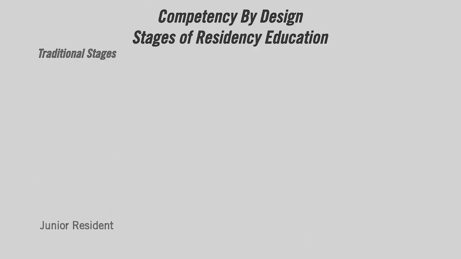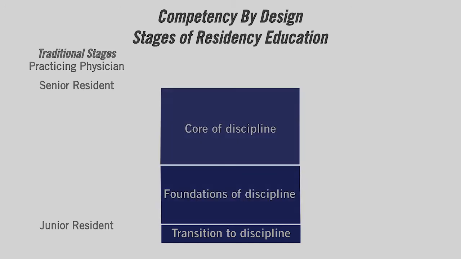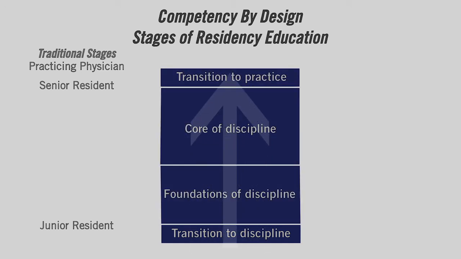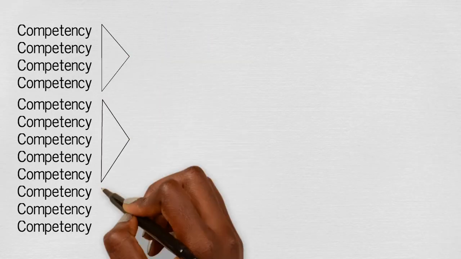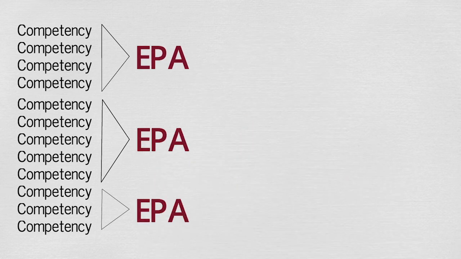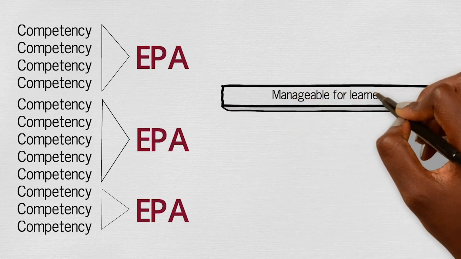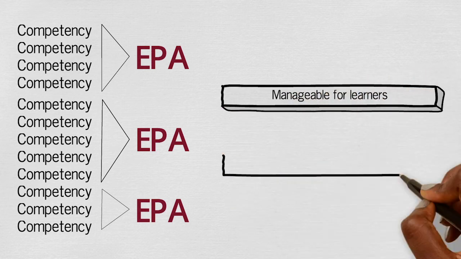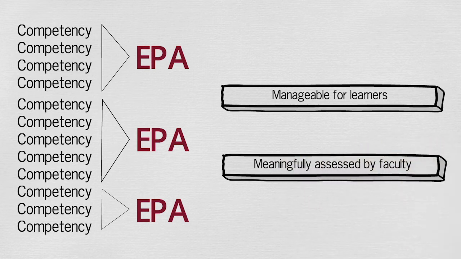Residents are expected to achieve the EPAs by the end of each stage of training, and teachers are to confirm that the EPAs have been achieved. EPAs represent an integration of a large number of competencies into a manageable number of activities for learners. They also enable supervising faculty to meaningfully assess residents during the training program.